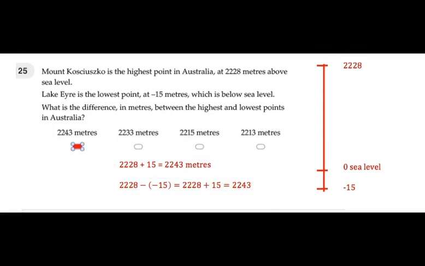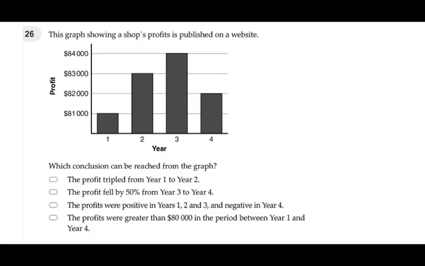Okay, question 26. This graph shows a shop's profits. This graph showing a shop's profits is published on a website. Now just notice that this graph does not start from 0, so it is very misleading.